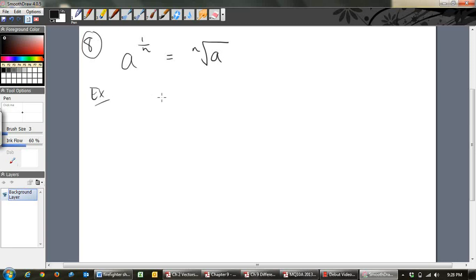So an example, let's do 16 to the power of a half. 16 to the power of half, what that means is the square root of 16. Now, we don't bother writing this 2, we just write the square root of 16. That is equal to 4. Could not be easier, eh?